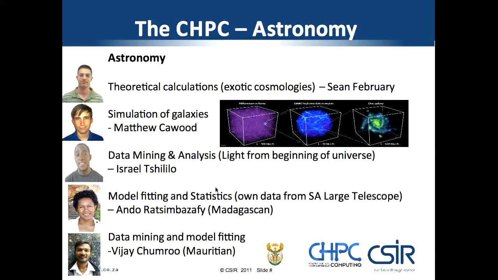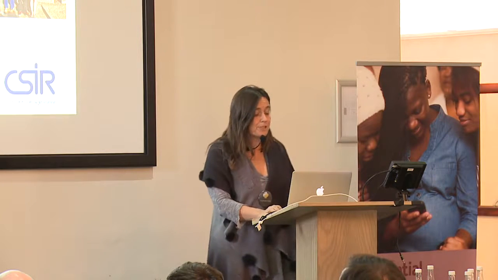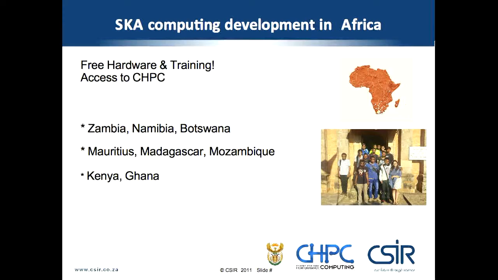There's quite a lot of use of even our own data with the South African Large Telescope. We do model fitting and stats and data mining, more model fitting. And you'll see these 2 students here come from Madagascar and Mauritius, which are 2 of the SKA countries. So we've had a big influx of students from these countries. In fact, that's what I spend quite a bit of my time doing, this kind of computing development in the rest of Africa. So if you're from any of the 8 countries listed there, you could have access to free hardware and training as part of our SKA readiness projects. You also have access to CHPC facilities.